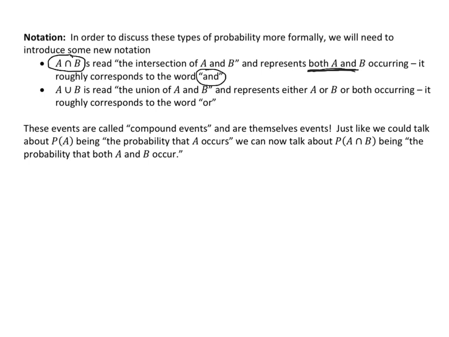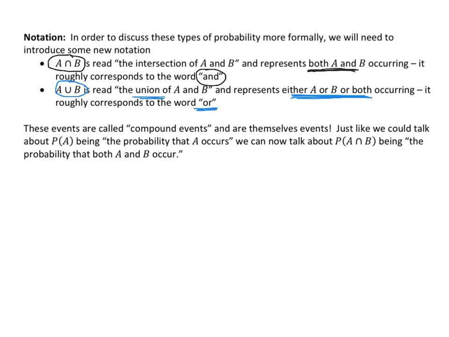Okay, and then the second one, A with a weird looking U, B, we read that as the union of A and B, and it represents that either A or B or both occur. So the union is that inclusive probability that we were talking about on the previous page, whereas the intersection is the restrictive one. This union roughly corresponds to the English word or.